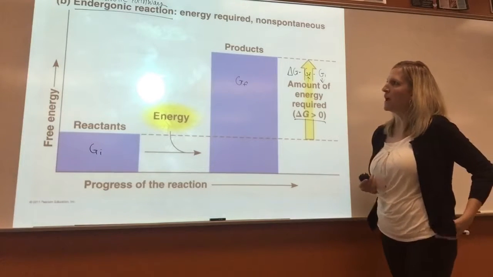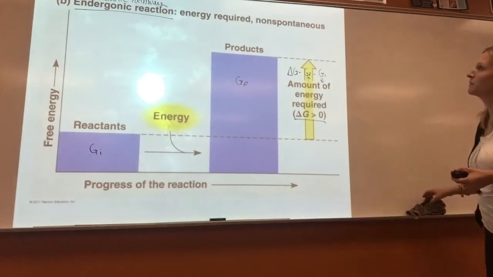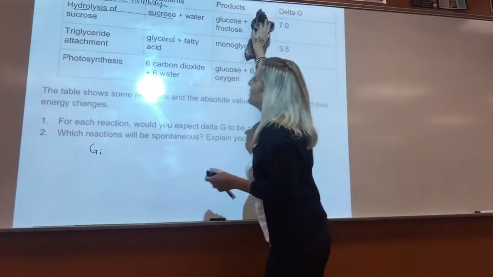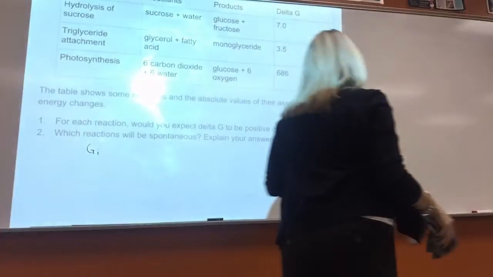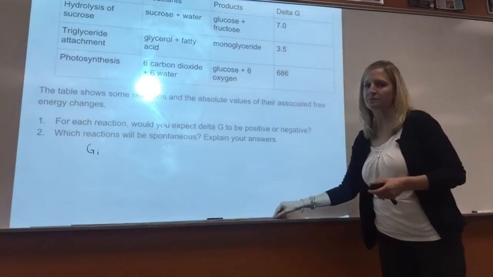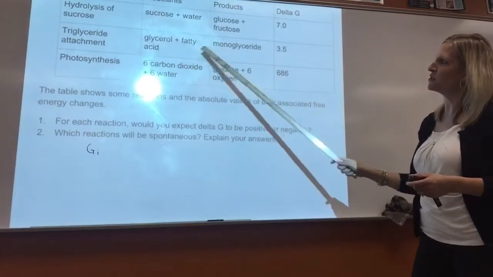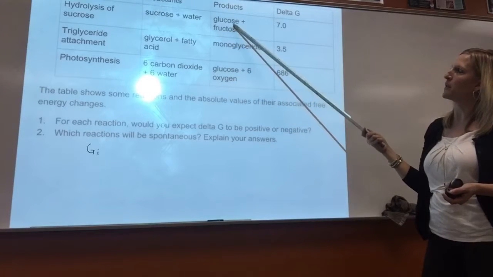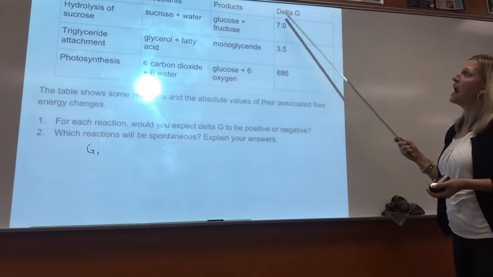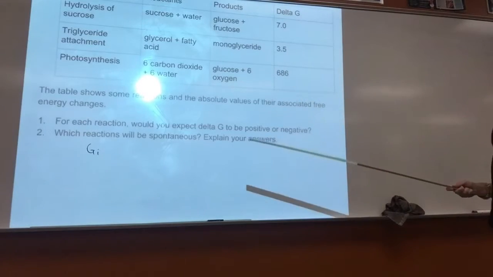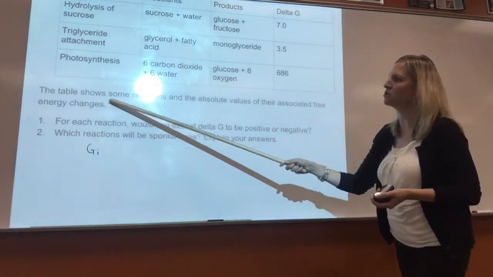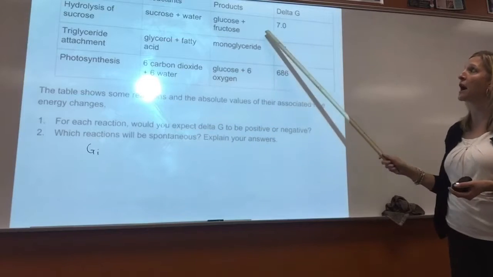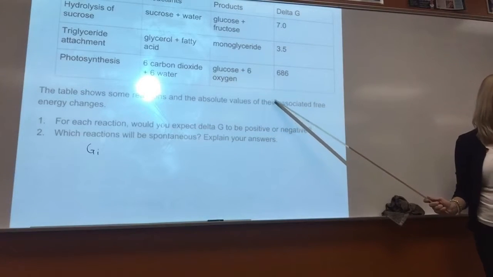All right, so let's apply this. I didn't put this into your notes, but this is just a little something I want you to look at to try and figure out based upon what we've talked about. So we have 3 reactions, 1, 2, 3, each row. If we look here, hydrolysis of sucrose and water, our products are glucose and fructose, and then it gives you the delta G, the change in free energy. Notice it says below, the table shows those 3 reactions and the absolute values of their associated free energy.